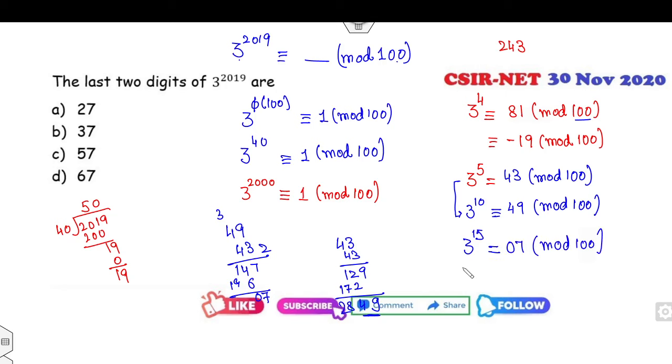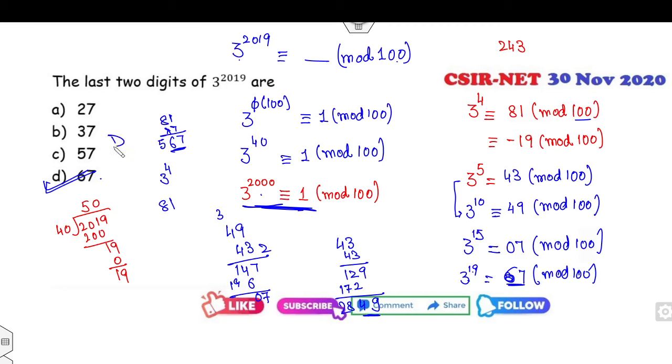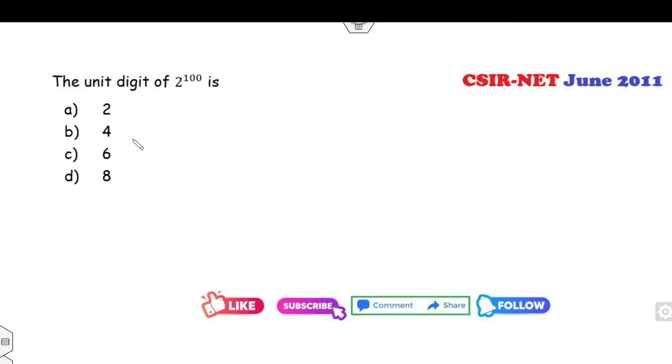Now I need 19. So that means I can multiply by 3 raised to power 4. So 3 raised to power 4 will be 81. So 81 into 7. 81 into 7. 7, 8, 7, 56. The remainder will be 67, which is the right answer of this problem. Because 2000 is here. This is 3 raised to power 19. I can multiply them. So the answer will be 67 mod 100. So the right answer is D, it is my correct answer.